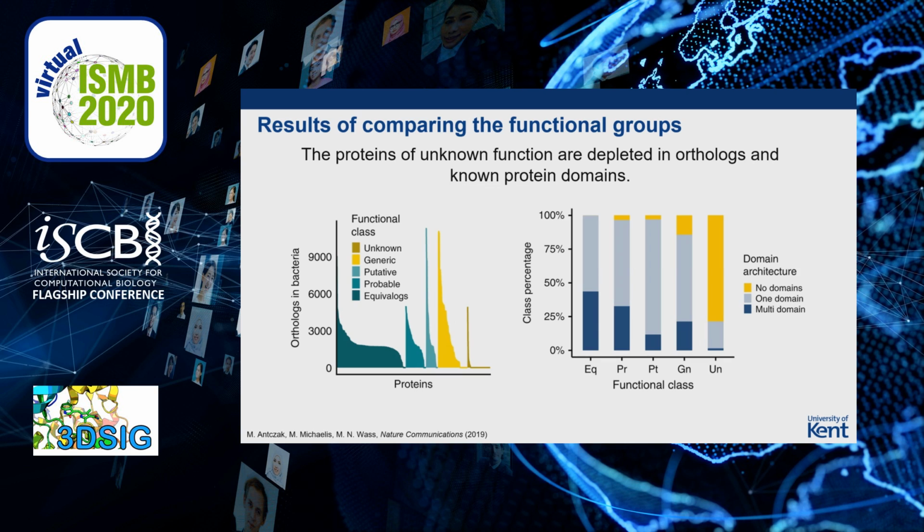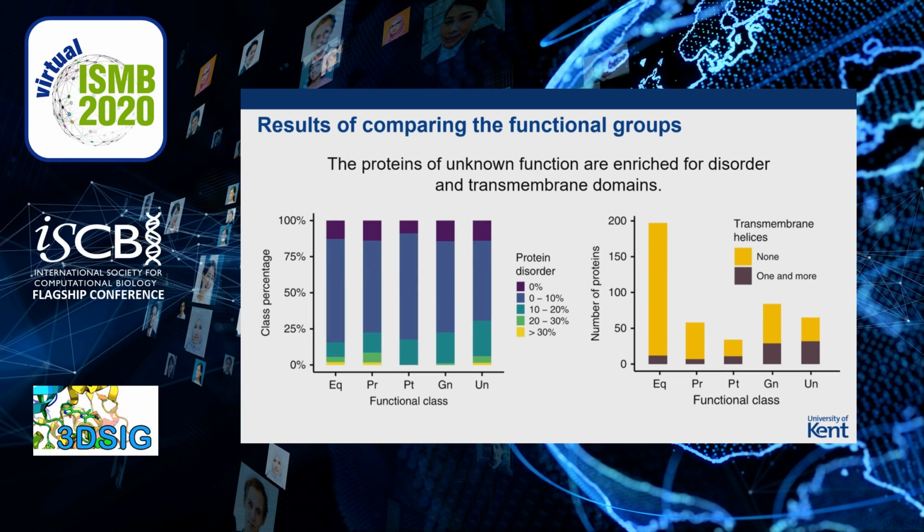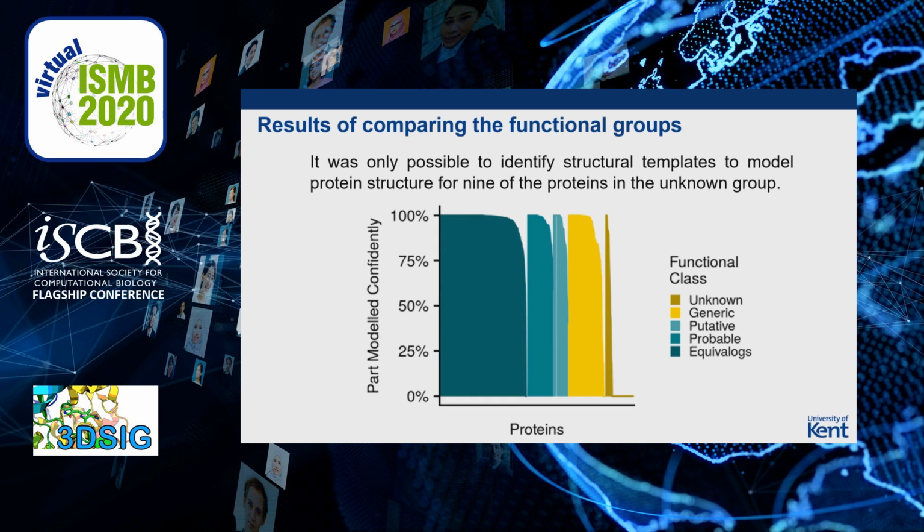When we compared the functional groups between each other, we found that the proteins of unknown function are depleted in orthologs and known protein domains. However, they are also enriched for disorder and transmembrane domains. And when we looked at what part of the protein we could model confidently, we found that for only 9 proteins from the unknown group, it was possible to find a confident structural model.